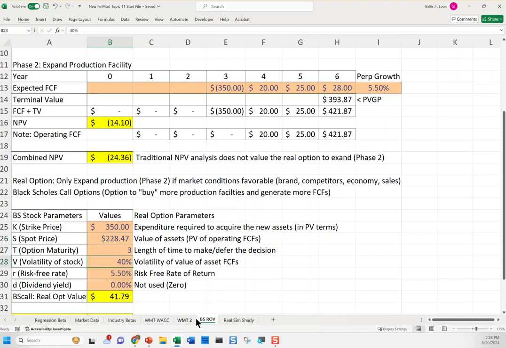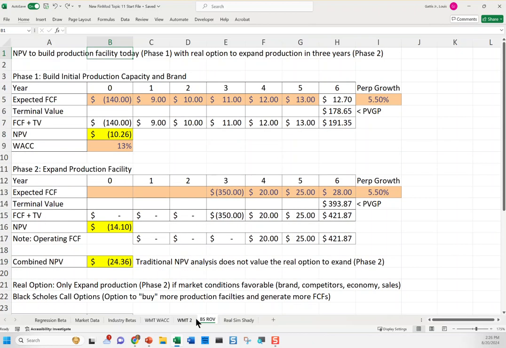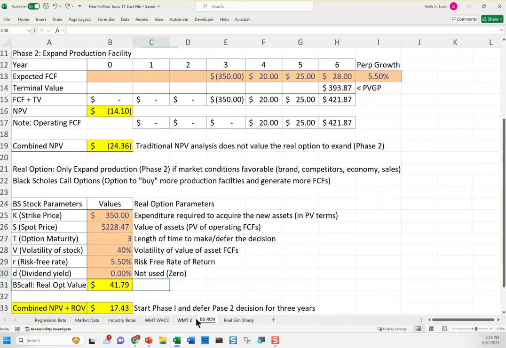Now let's play with this and see what it means. What if the volatility of the value of the cash flows were, say, 1%? Then this option has no value. Why? Because you're buying it for 350. If it's going to be almost definitely worth 228, you know it's not worth it. But at 40% vol, it's worth it. At 80% vol, it's worth $100. So the idea is the more volatile this asset is, the more valuable the option is. This turns capital budgeting and our understanding of finance on its head a little bit. When you have an option to make an investment, you want volatility because you can just walk away if conditions are unfavorable.